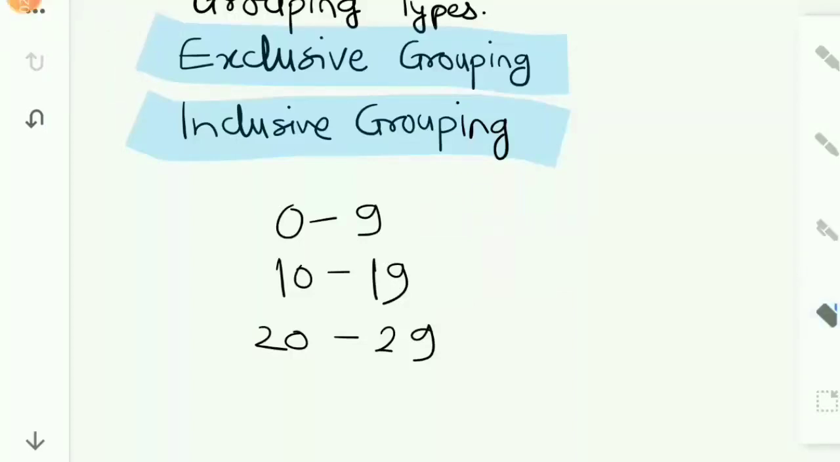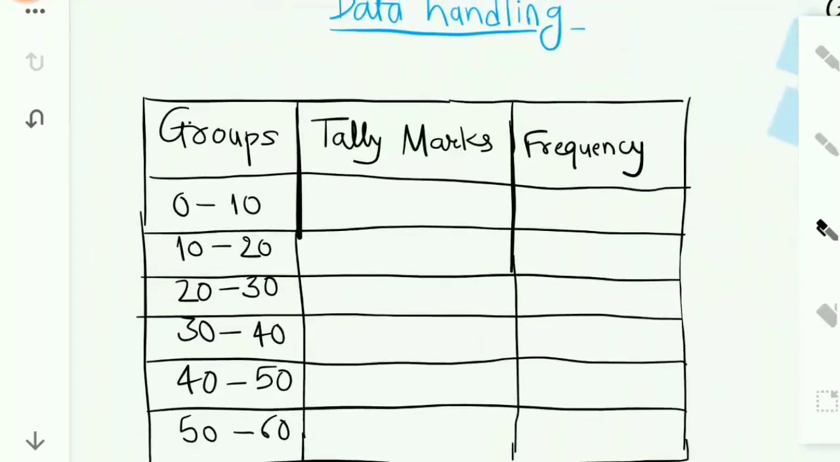In such data you will find no repeated limits. Limits will be all distinct. Upper and lower limits of all the classes will be distinct and different. This is called inclusive grouping. So the type of grouping we are doing in this question is exclusive grouping.